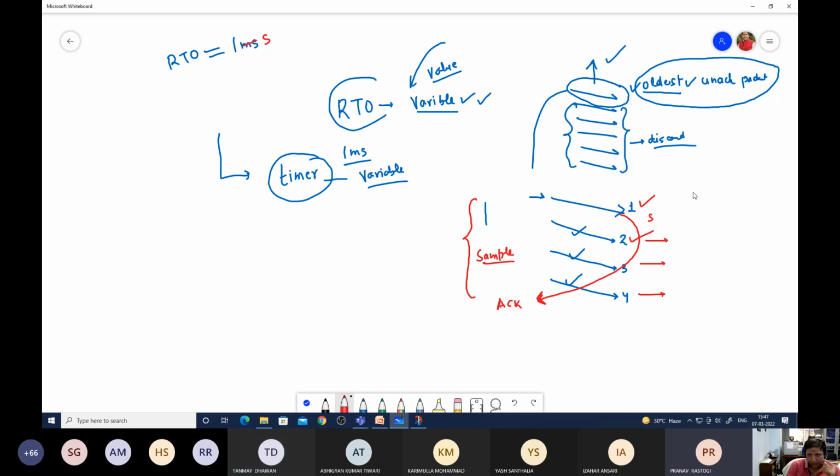So if we draw the window here, it was like 1, 2, 3, 4, 5. Let's just take this. Suppose you have sent every packet in that window. And the RTO timer is started for packet 1. Okay.